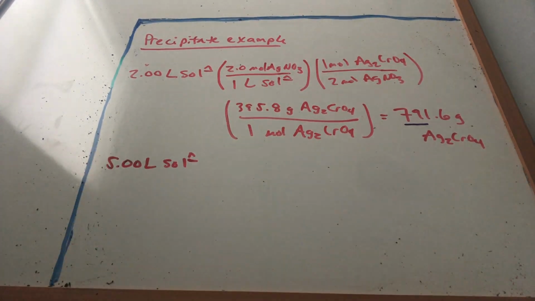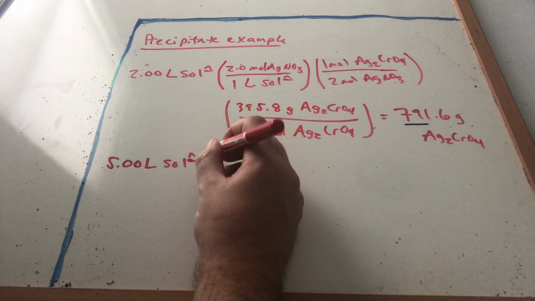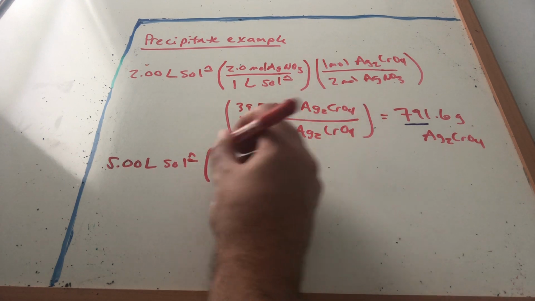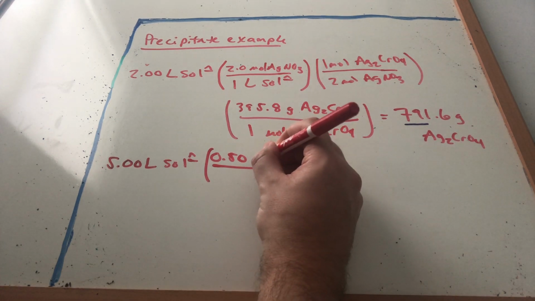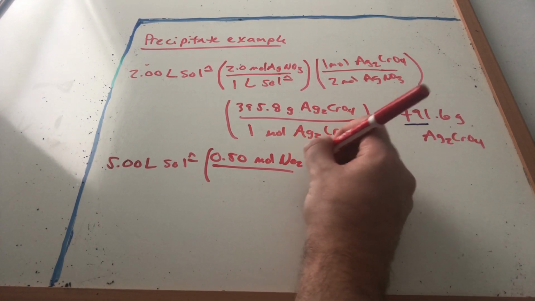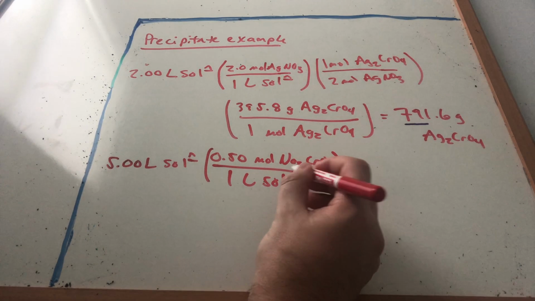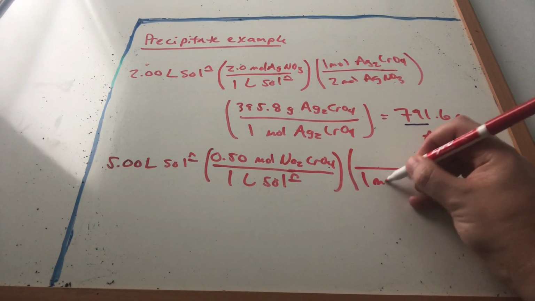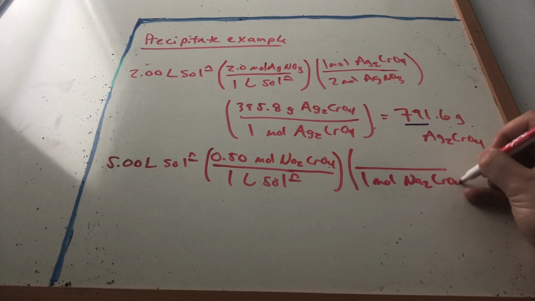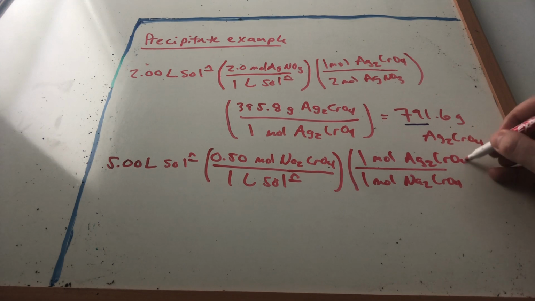You're given information about the other reactant. And that other reactant had 5.00 liters of solution as its starting point. Its molarity was different, all right? We have 0.50 big M. What does big M translate into? Moles of Na2CrO4 per 1 liter of solution. Big M translates into moles per liter. Okay. Now I can use my stoichiometric coefficients for my balanced reaction. For every 1 mole of Na2CrO4, we have 1 mole of our solid precipitate, Ag2CrO4.